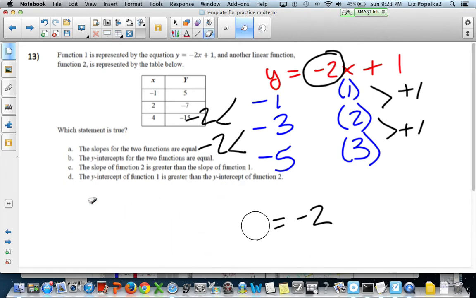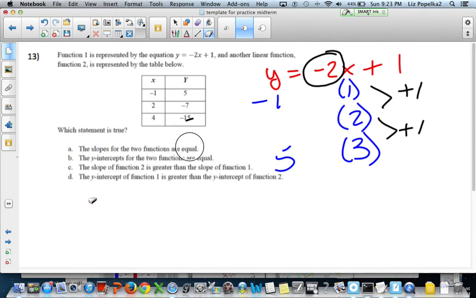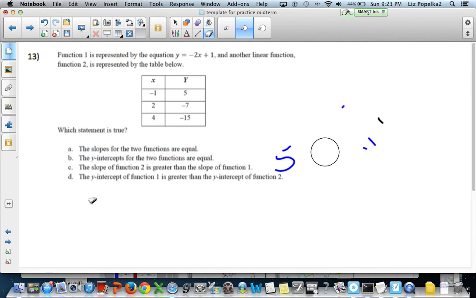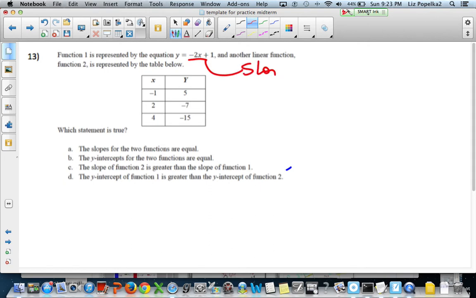So that means, since rate of change and slope mean exactly the same thing, that if the rate of change for the equation is a negative 2, that means that the slope is also a negative 2. So the slope for the first function is a negative 2. Now we got to figure out the rate of change for the table. So I got to figure out my change in y. Remember, it's going to be my change in y over my change in x.